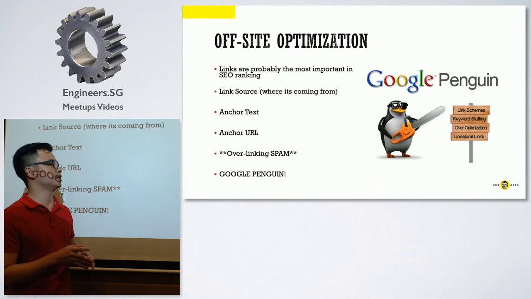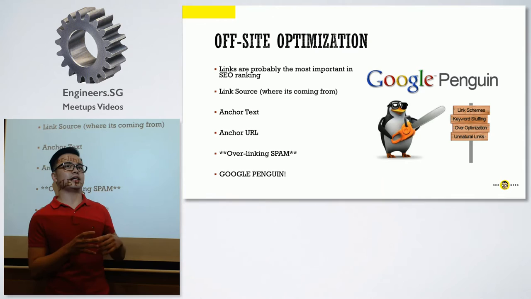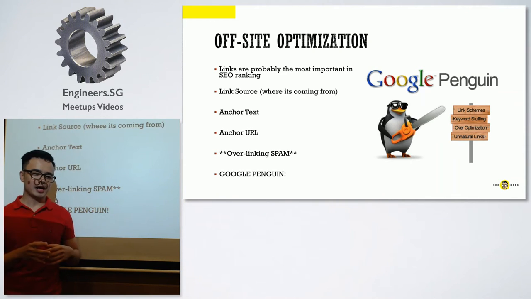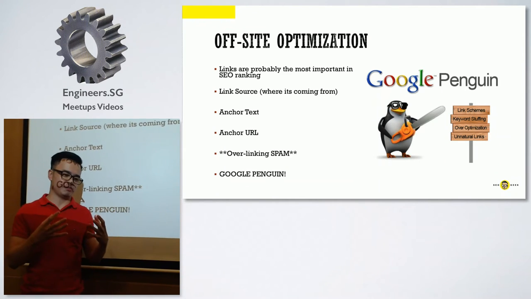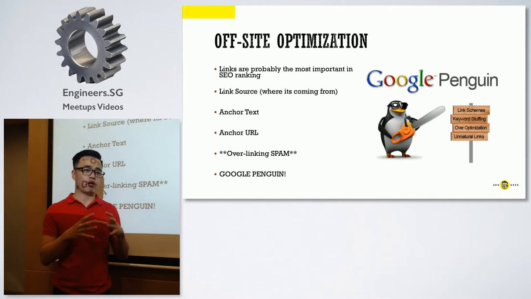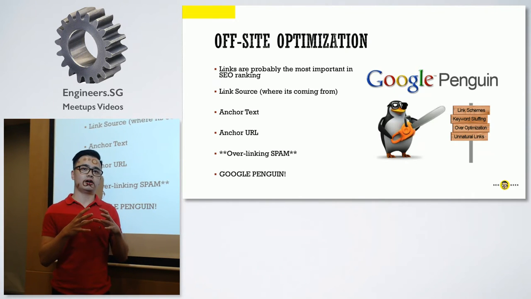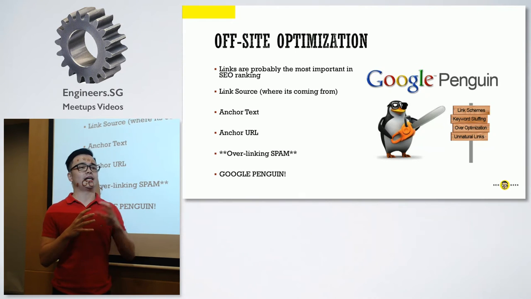They will actually have some penalization. So link schemes are things like, for example, I might own a few blogs myself, and it's 10 years old. Because of the age and because of people linking to me, I have a very powerful link base, what I would call a link base. So because of that, I start selling links.